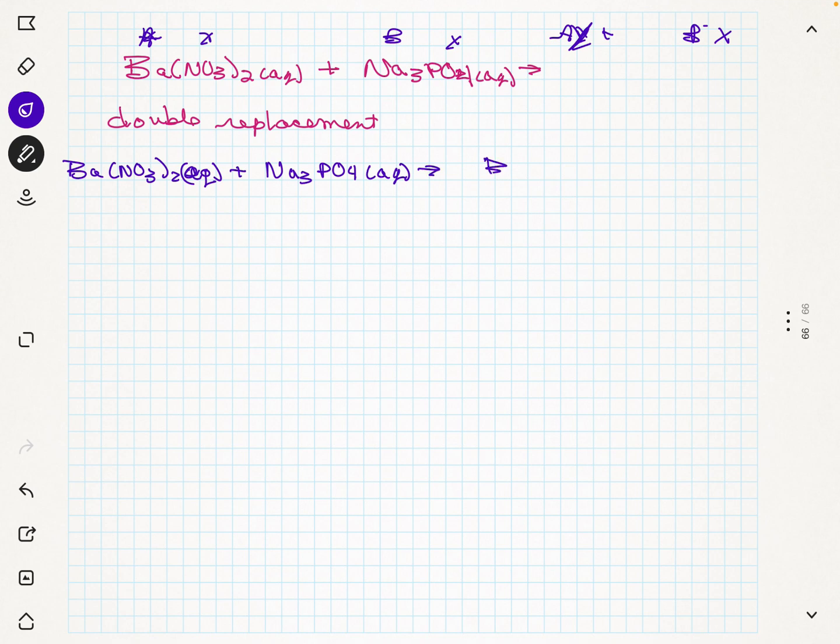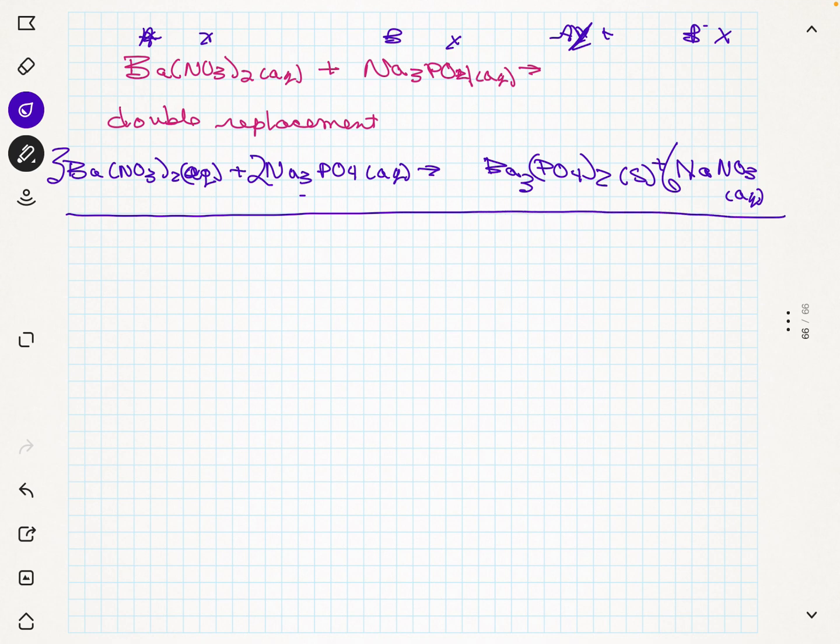And then to do my first product, this will be a solid. I'll talk about that in a moment. And NaNO3, that's aq. And this will have a 3 here, a 2 here, and a 6 here. Okay, so there is my complete molecular equation.